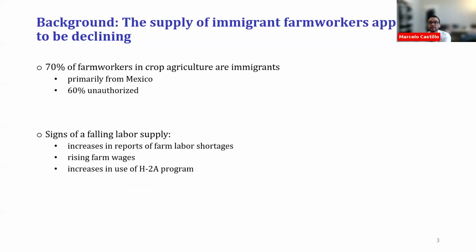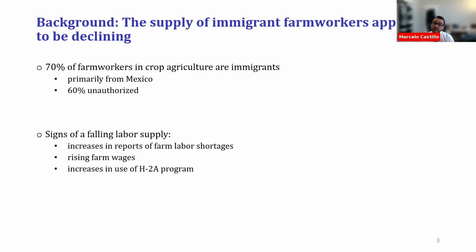All right, so to give you some context to our findings, let's first talk about immigration and agriculture in the United States. As you know, immigrants play quite an important role in U.S. agriculture. So by some estimates, around 70% of farm workers in crop agriculture are immigrants. They're primarily from rural Mexico, and about 60% of them are not authorized to work legally in the United States.